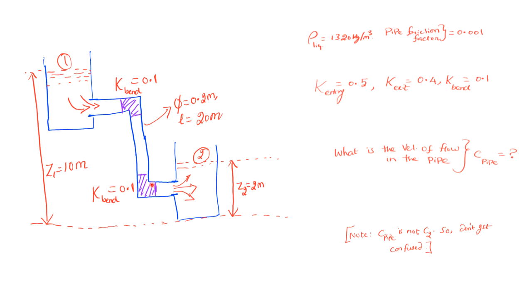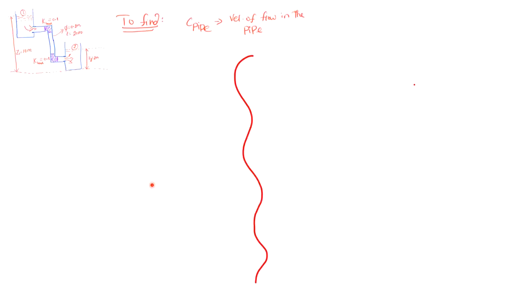So how to solve this particular problem? The go-to equation for us is the Bernoulli's equation. So I put in the Bernoulli's equation, and since there are some loss, I've just added it as head loss. So P1 by rho g plus C1 square by 2g plus Z1 equals P2 by rho g plus C2 square by 2g plus Z2, and with the head loss.